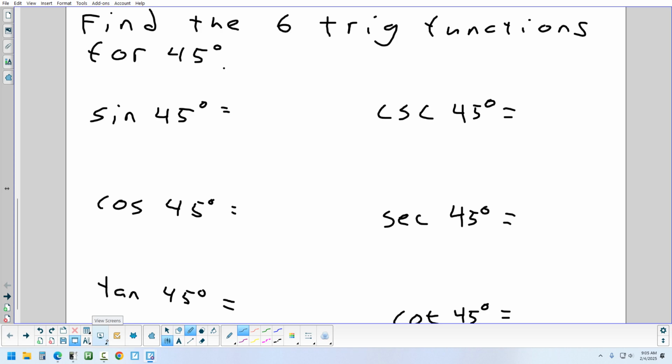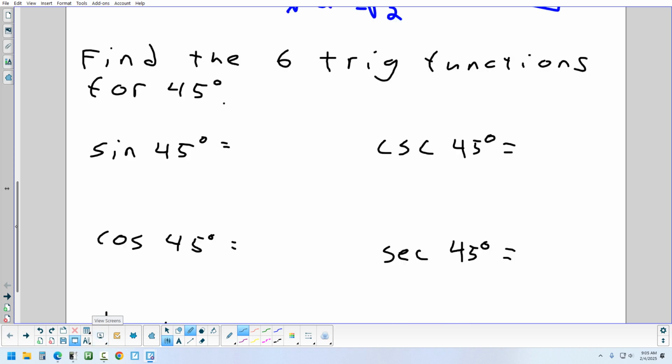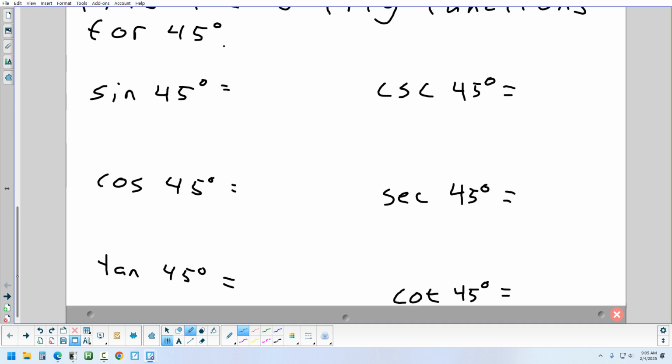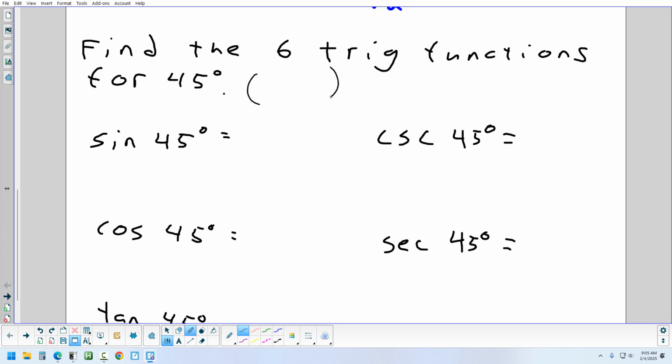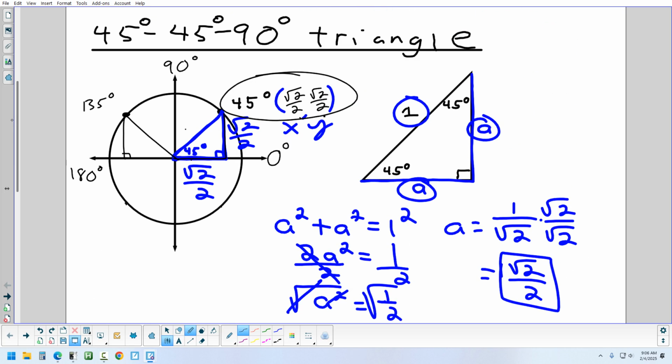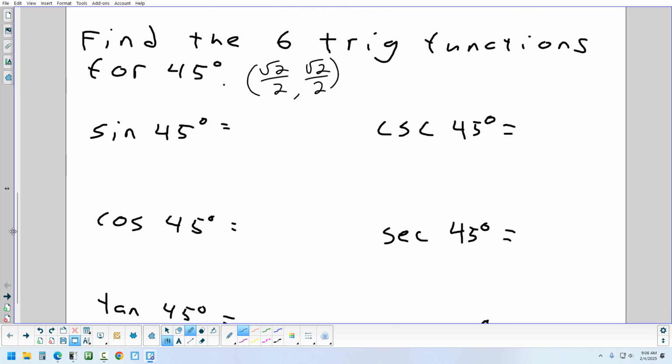So for 45 degrees, we either have to go through and figure it all out again, or we have it on a reference sheet, or we memorize what it is. So what's the coordinate for 45 degrees? Root 2 over 2, root 2 over 2. Yep. I think yesterday we've already done this problem. The difference yesterday is I gave you this coordinate. You didn't have to figure it out. Today we had to figure it out. But we can go through and just practice them again.